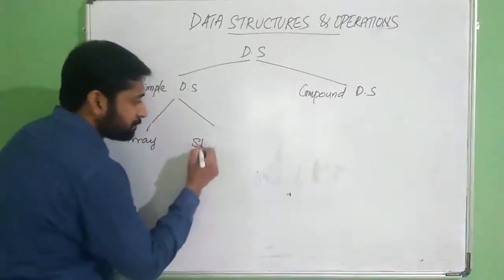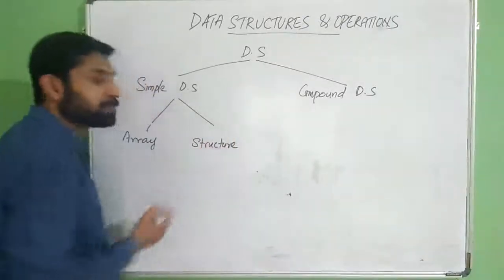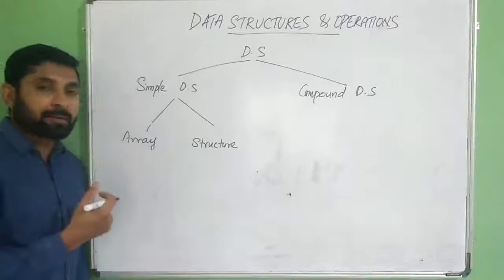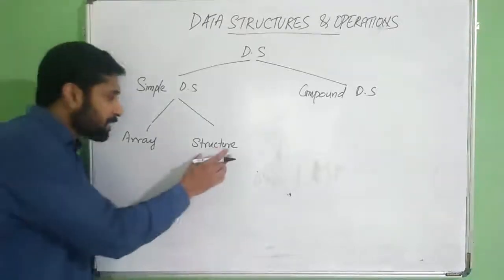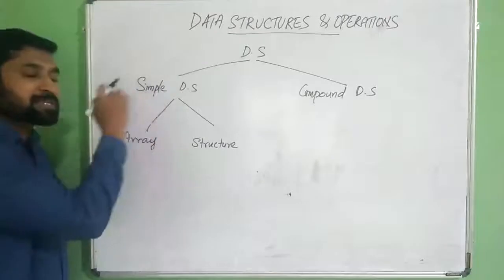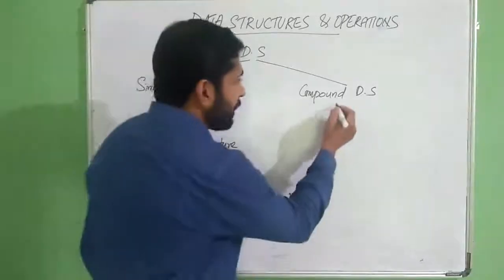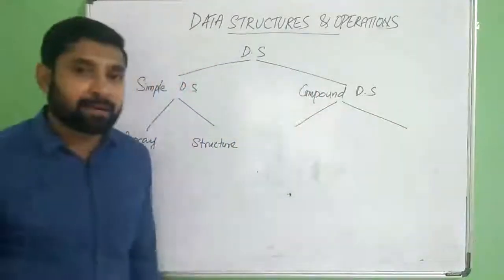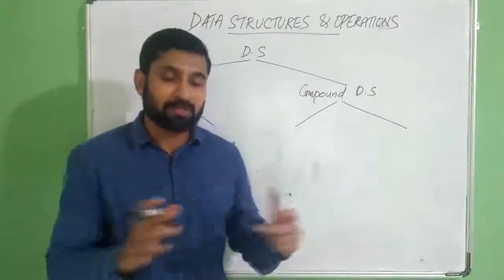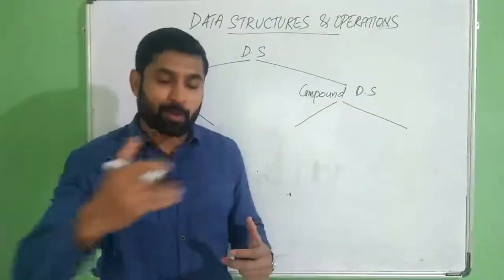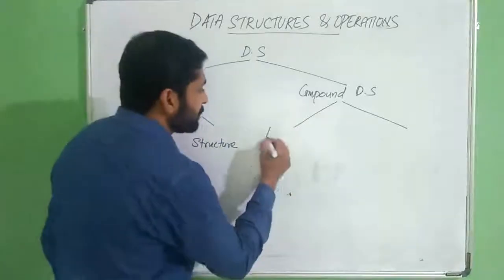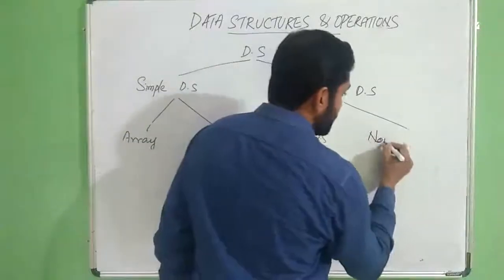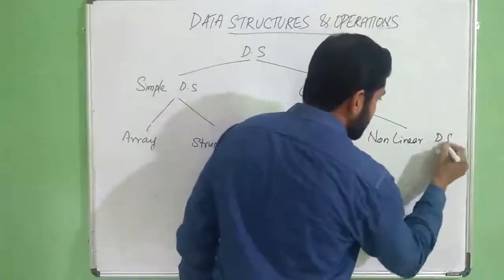And we have to learn structure in C++, which is used for combining logically related different types of data items. So structure and array are examples for simple data structures. And we have compound data structures. These are again divided depending upon how they grow and how they shrink, or how memory is allocated. First one is linear data structure and non-linear data structure.